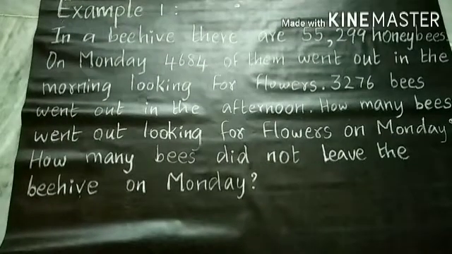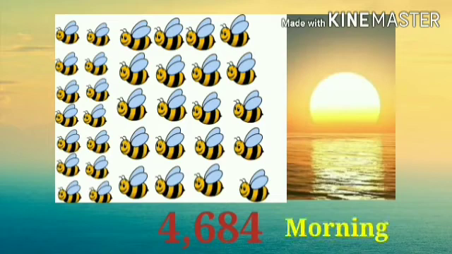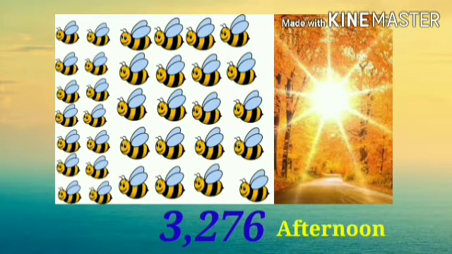Students, what do you understand from this question? Total number of bees in a beehive is equal to 55,299. Number of bees went out in the morning is 4,684. Then number of bees went out in the afternoon is 3,276.